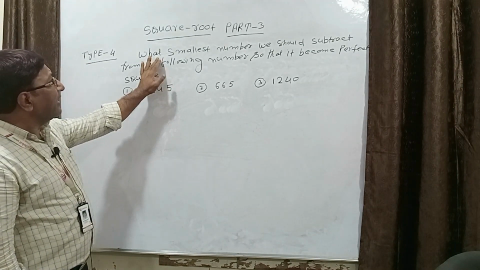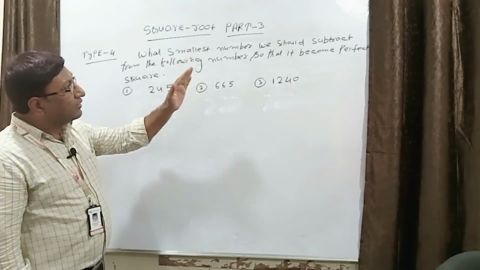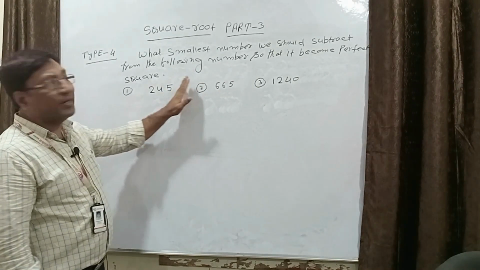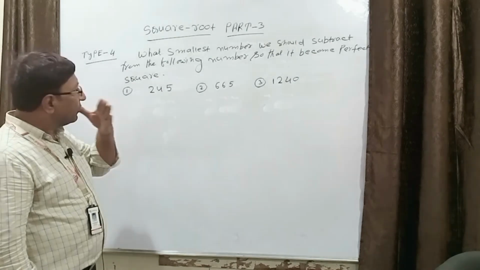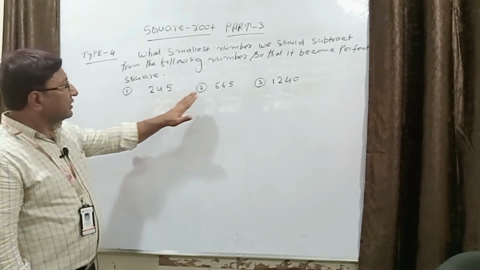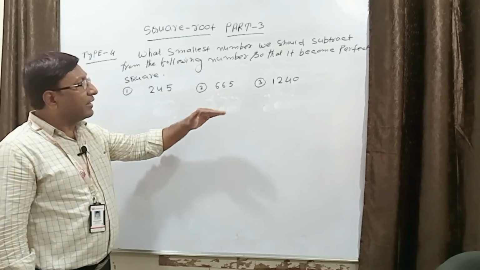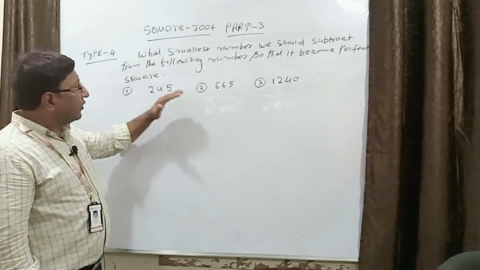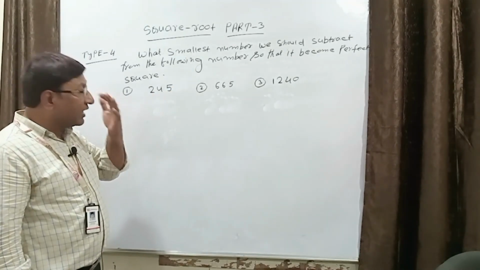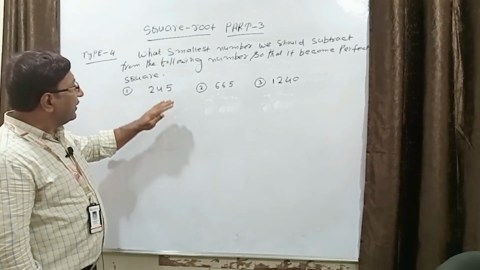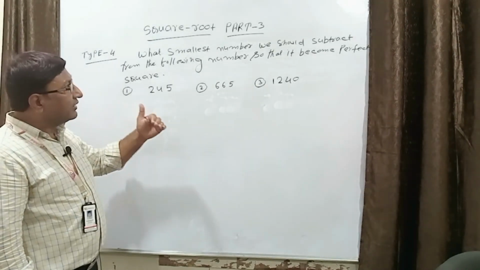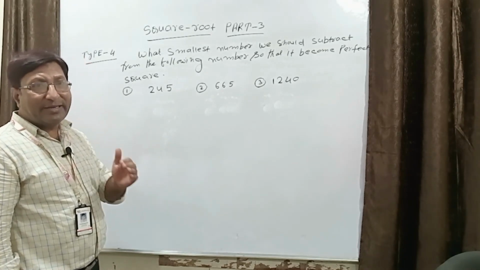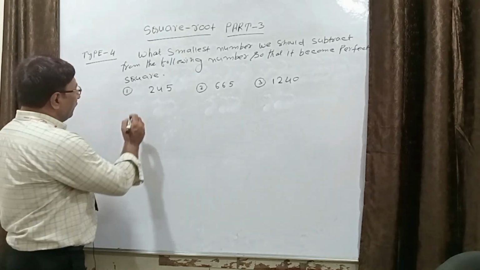The question is: what is the smallest number we should subtract from the following numbers so that it becomes a perfect square? Here there are 3 questions. First question 245, 665, 1240. So for this type of question, what is the technique? We will use the division method. Whenever the question is what number should be subtracted, then we use the division method. So let us see the first question.